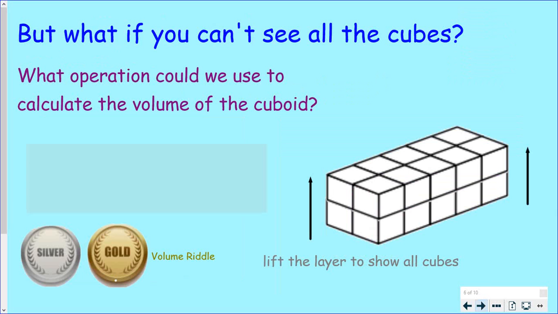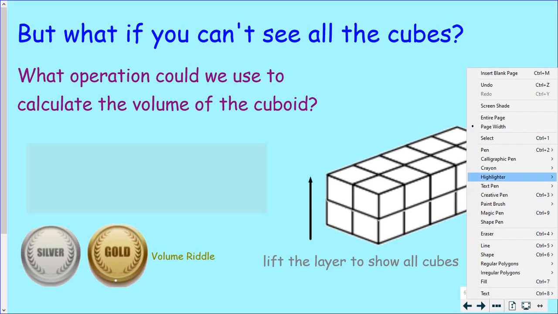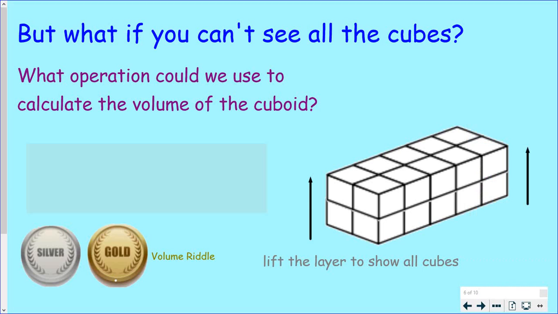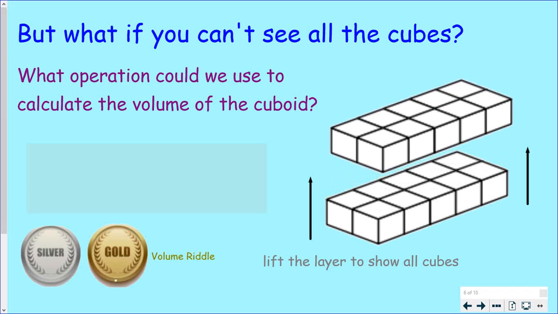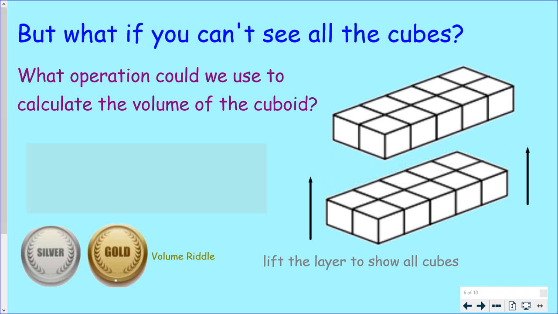Okay, but what if you can't see all the cubes? That's going to make life a little bit more tricky because you've got to imagine where they are. Well, there is a trick we can use. So in this cuboid, this shape here, it's got 2 layers, isn't it? So if we calculate how many cubes are in one layer, which we can see all of the top layer, we could then do something to calculate the second part. So I'm just going to show you, look, if I lift this up, you can actually see both layers and all the cubes now. So that's for silver and gold today.